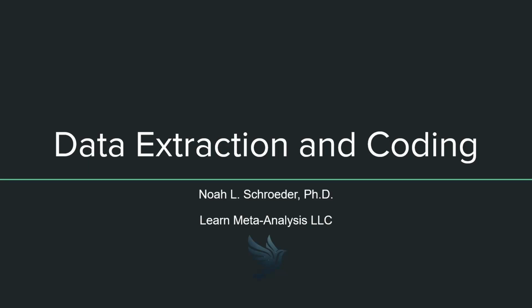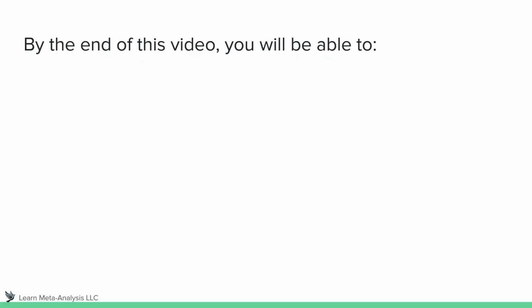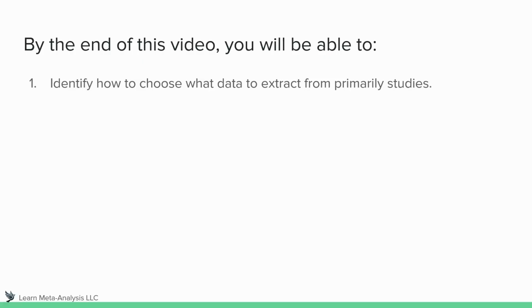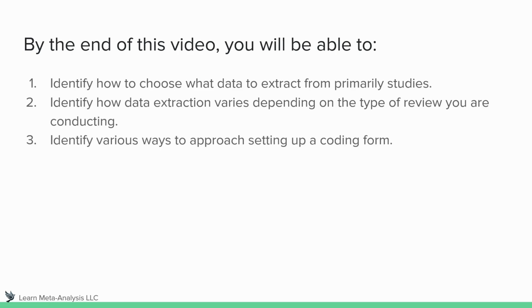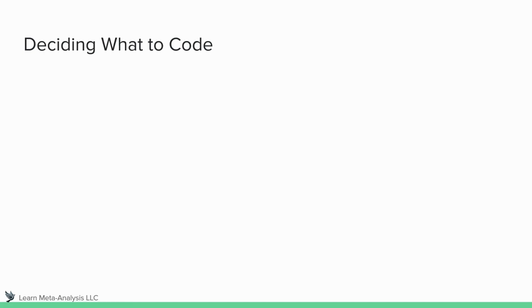In this video, we're going to be talking about data extraction and coding. So let's go ahead and get started. In this video, we're going to cover a couple different things, and by the end of it, you should be able to identify how to choose what data to extract from primary studies, identify how data extraction techniques vary depending upon the type of review you're conducting, and last but not least, identify various ways to approach setting up a coding form.